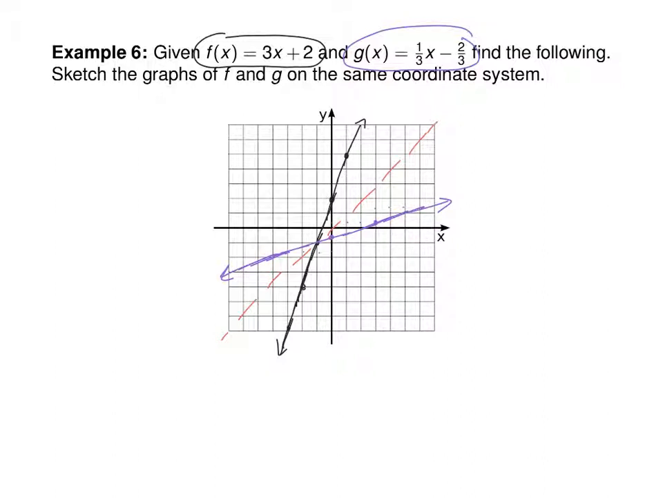Okay, try the next compositions, because they're also pretty easy. So find f of g, find g of f, and then we'll sketch the pictures.